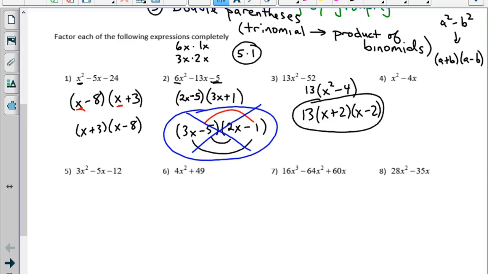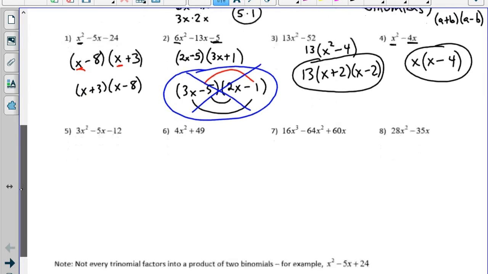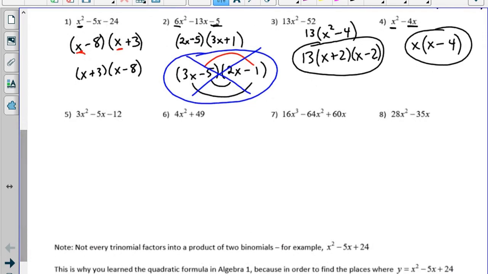If I look at number 4, I'm very tempted to do the difference of two perfect squares. But that would be incorrect. I would not have looked at the greatest common factor to start. So if I look, there is a greatest common factor in this problem, and the greatest common factor is x. So if I factor out x, I end up with x times x minus 4. That is my final answer. I don't have to do anything else for that problem. I can't factor x minus 4 any further.